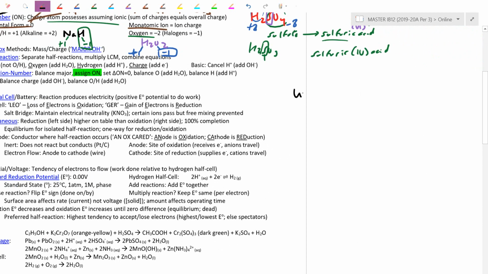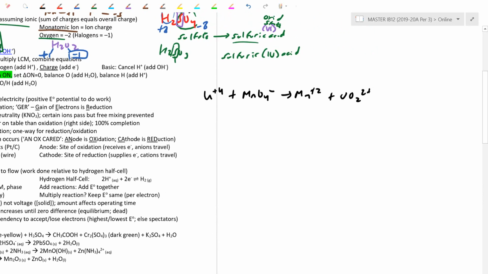Let's do U4+ and MnO4- becomes Mn2+ and UO2 2+. They're a little bit easier for you in IB in that we only expect acidic conditions. So as we do our 2 methods, we're actually going to find we're going to have an excess of H+, totally no problem. So in this case here, I'm going to separate the half reactions. So this is the half reaction method.